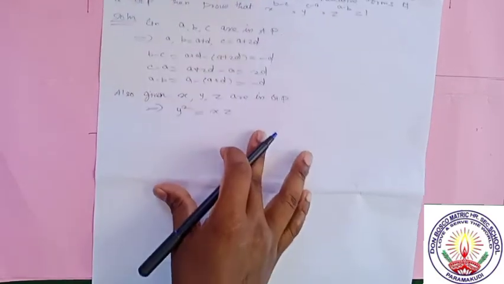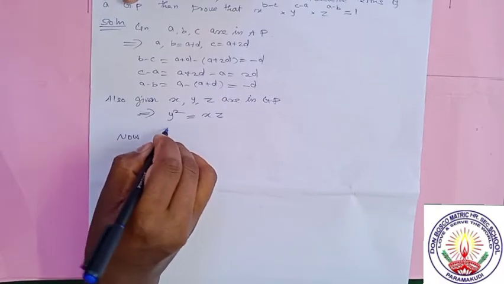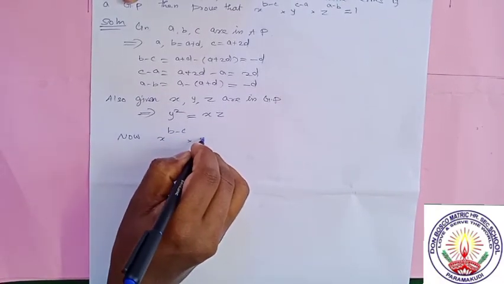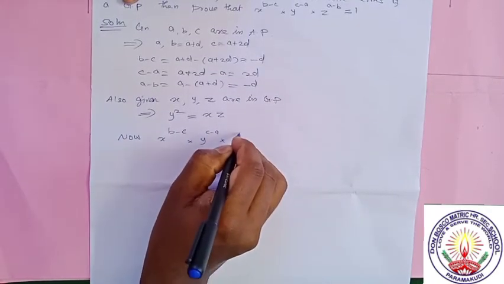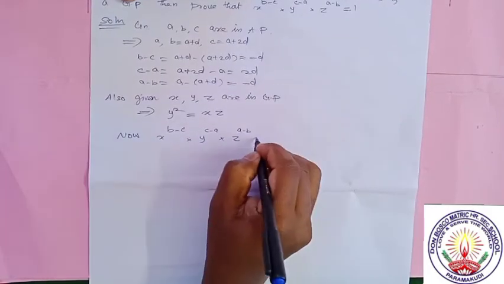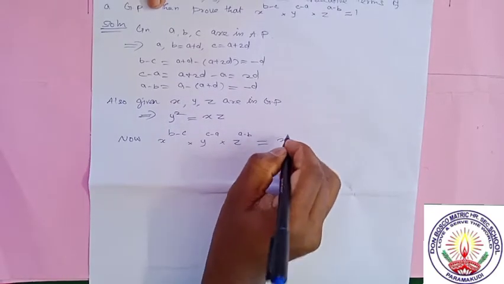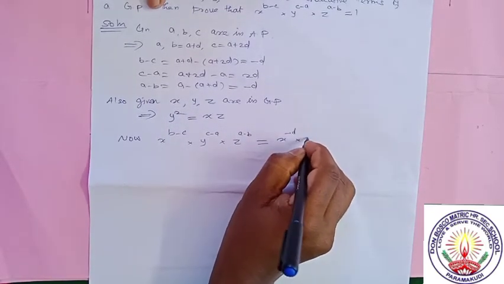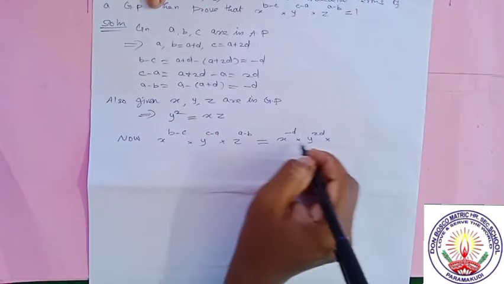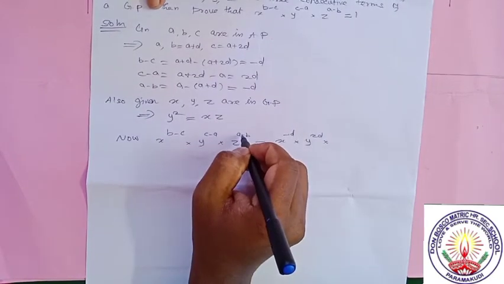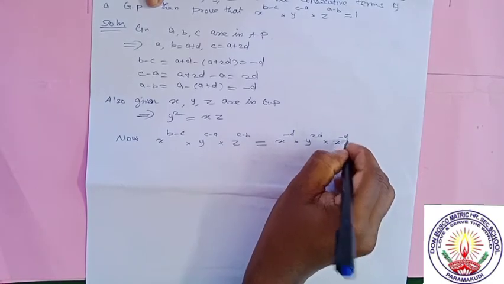Now take the question. What is the question? X power B minus C into Y power C minus A into Z power A minus B is equal to, now apply B minus C. What is B minus C? B minus C is equal to minus D. So X power minus D into Y power C minus A. C minus A is equal to 2D. Into Z power A minus B. Z power A minus B is equal to minus D. So Z power minus D.